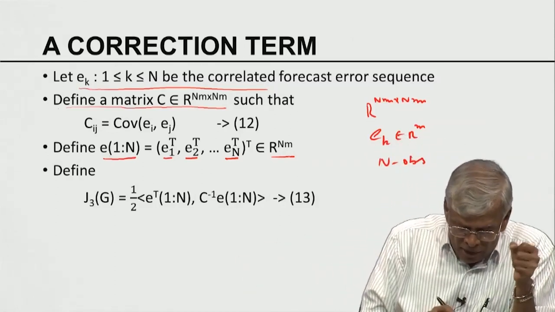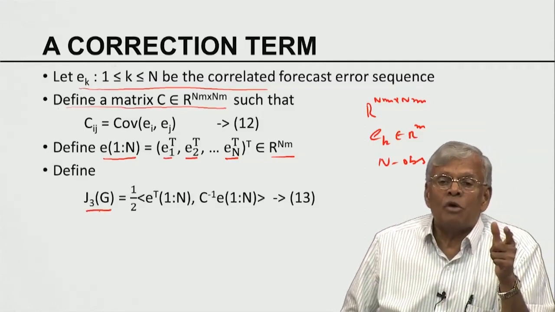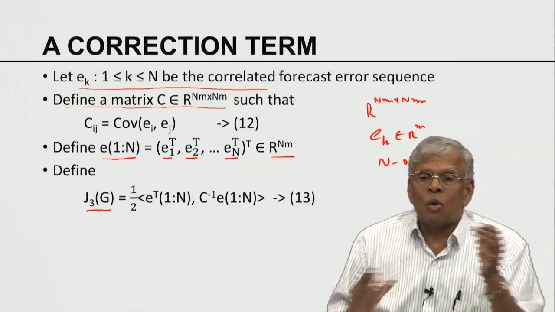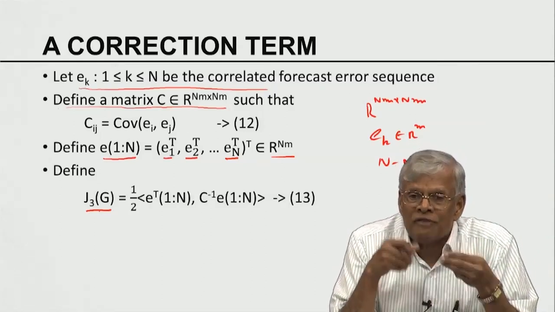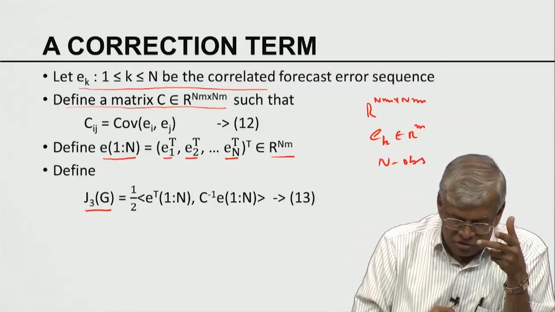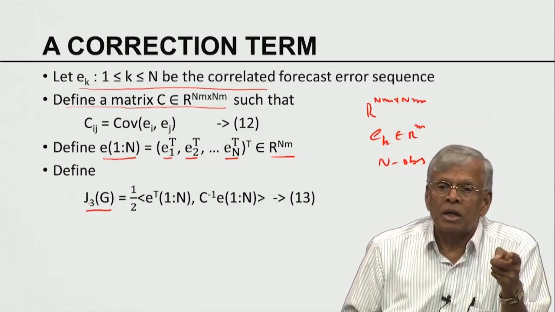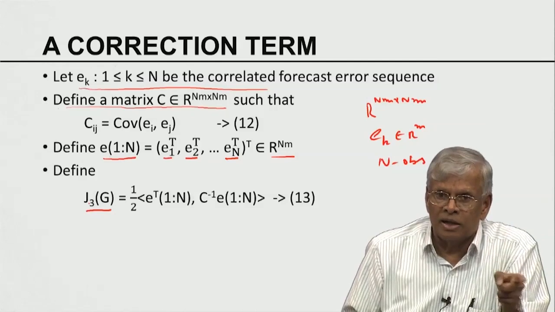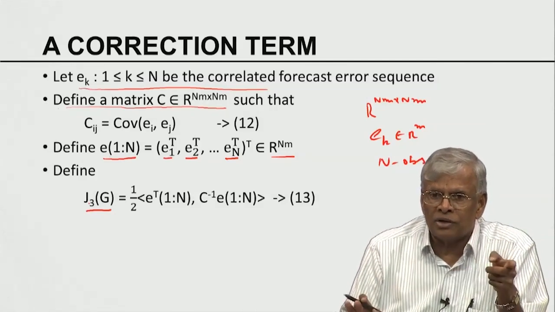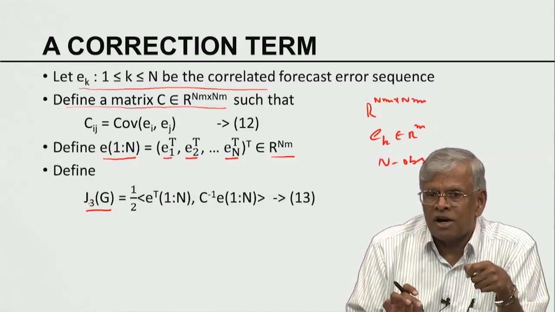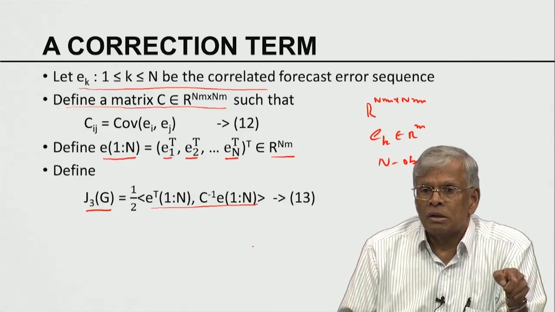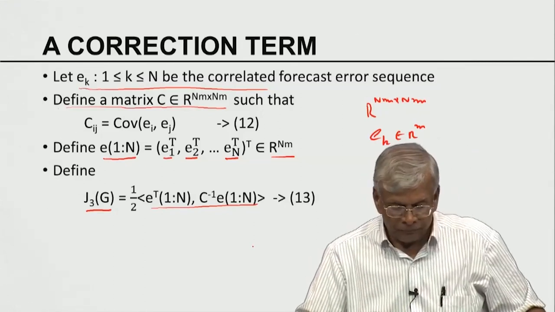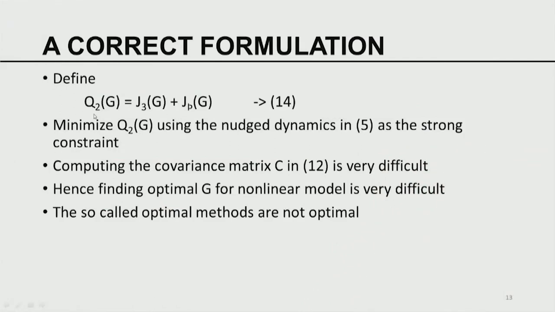Now you may ask a question, how do you know C? We have to estimate C, because once we know that they are serially correlated, we have to take that correlation into account in trying to define your weight function, and that's what J3G is all about. So J3G is an alternative to J2G that we saw earlier. J2G neglects the serial correlation. Now this is a new objective function that involves the weighted sum of squared errors. The weighting is related to the serial correlation matrix. So now we can minimize with respect to a new function.